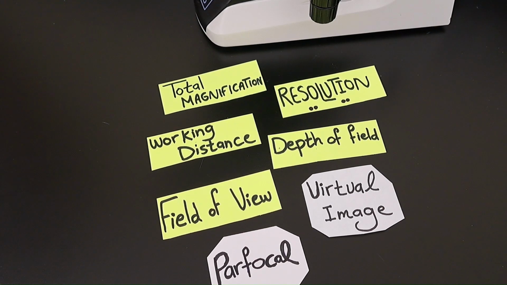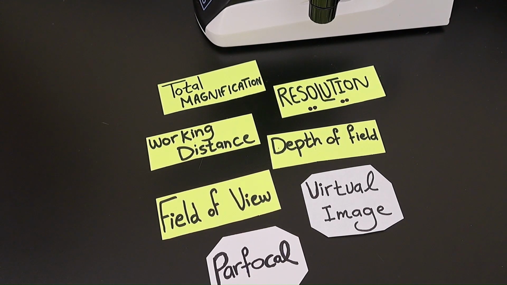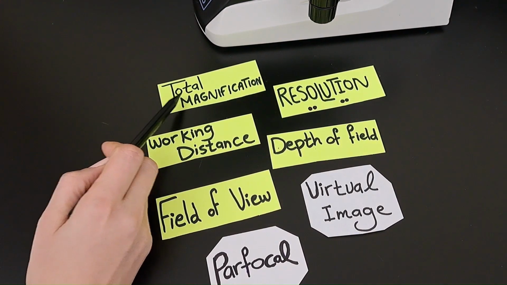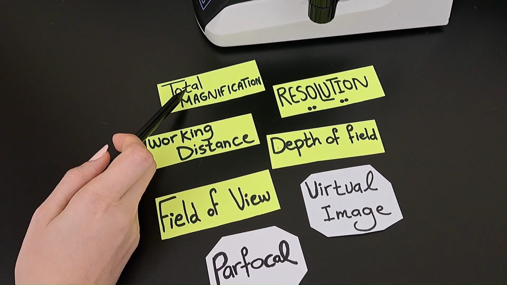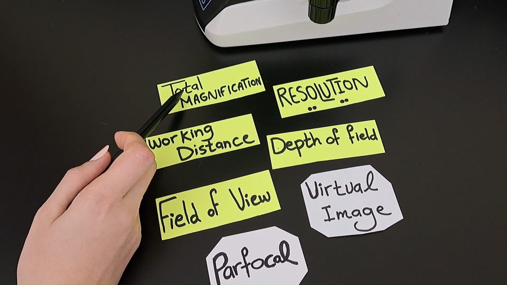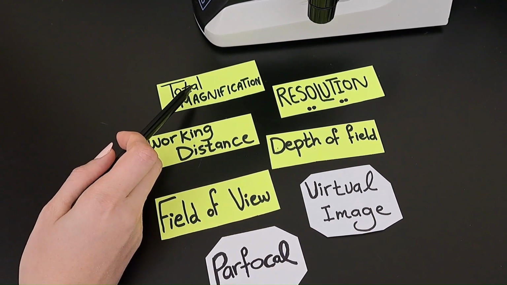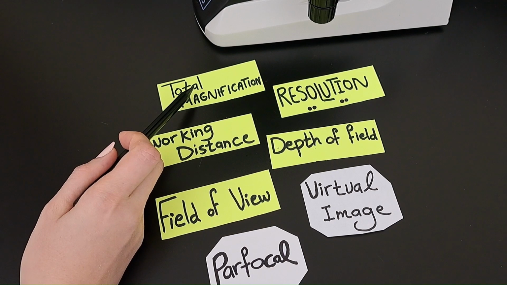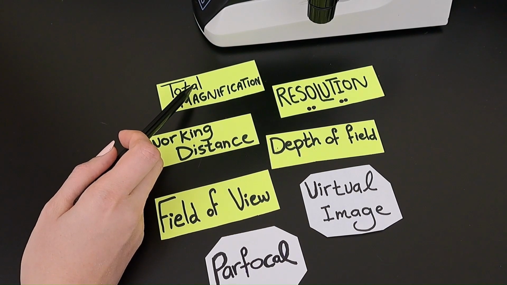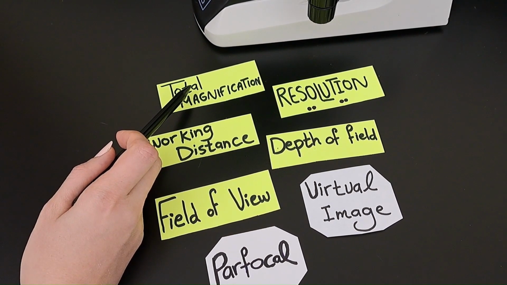Let's go over some of the basic concepts of the microscope. Let's start with the total magnification. The total magnification of a slide that we are viewing is determined by multiplying the power of the ocular lens, which is 10x always, by the power of the objective lens you are using.